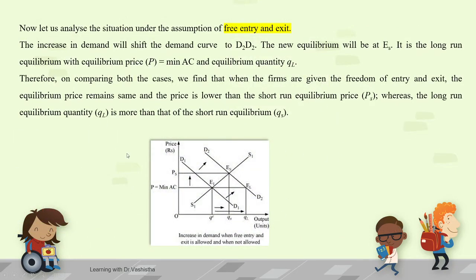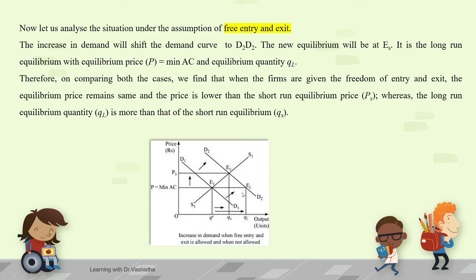Further on, now we'll analyze the situation when free entry and exit are allowed. The increase in demand will shift the demand curve to D2 D2. The new equilibrium will be in the long run, with the equilibrium price P equal to minimum AC and the equilibrium quantity QL. Here you can see this point we are talking about, this point EL.